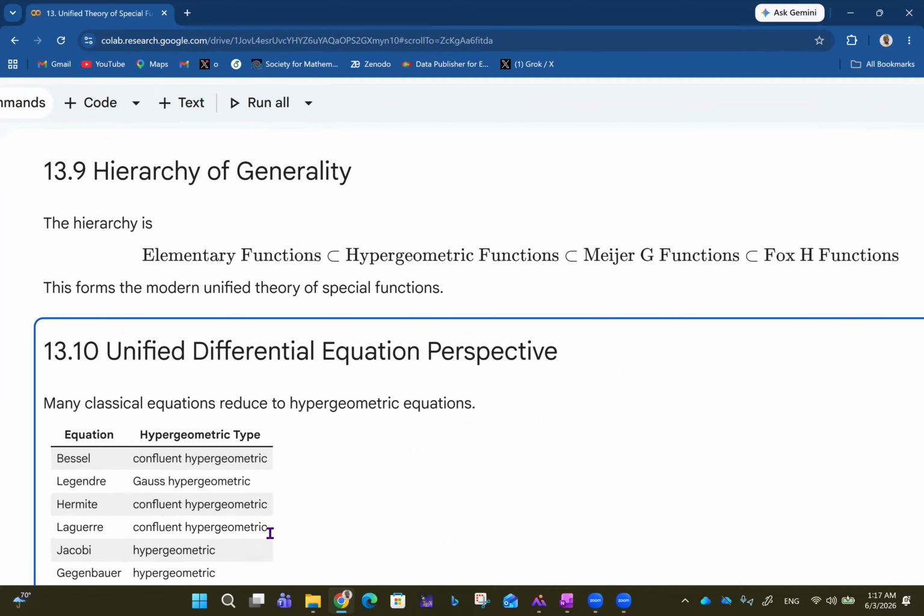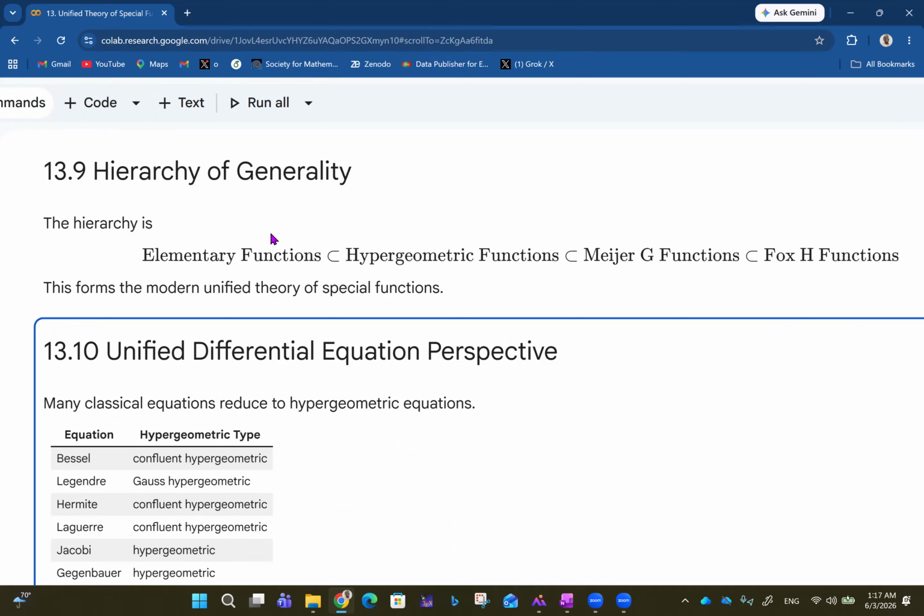Then we go on to talk about the hierarchy of generality. So the hierarchy is you have elementary functions. We already said that elementary functions are functions that are not special, and they include both polynomials and transcendental functions. So polynomials are things like your normal linear expressions, quadratic expressions, cubic expressions, and so on and so forth. While transcendental functions are functions like sine, trig functions, inverse trig, exponential, logarithmic, and all of that.